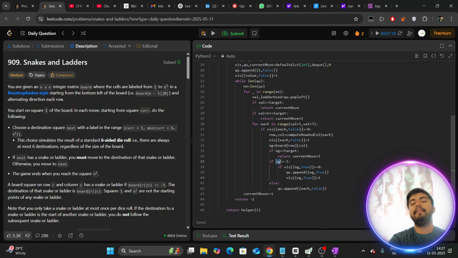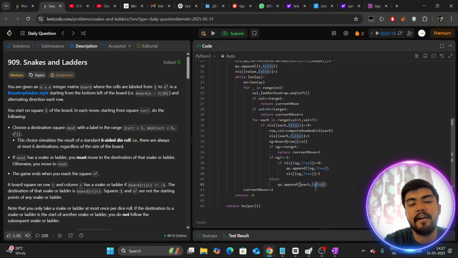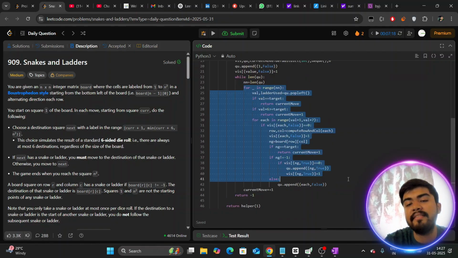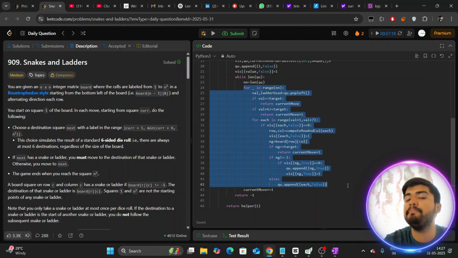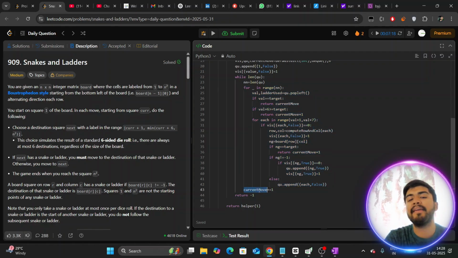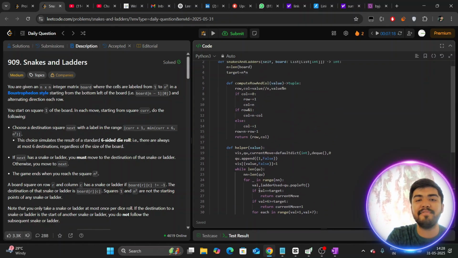And if it is a simple jump, where there is no snake or ladder, I am going to push to my queue the simple cell and false. So I reached that particular cell using dice only. So neighbor is my cell, and that cell is reached not using any snake or ladder. Yes, that is the thing we just have to incorporate. And after this for loop execution, my current move count, or my current level, is bound to increase. That is in our BFS template. So current move plus equals 1.